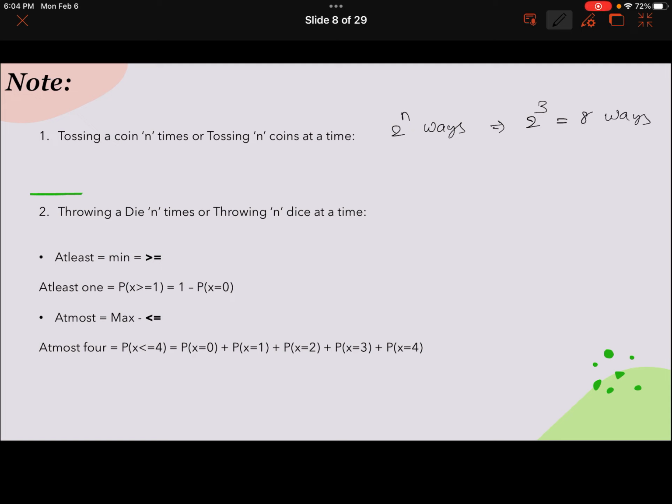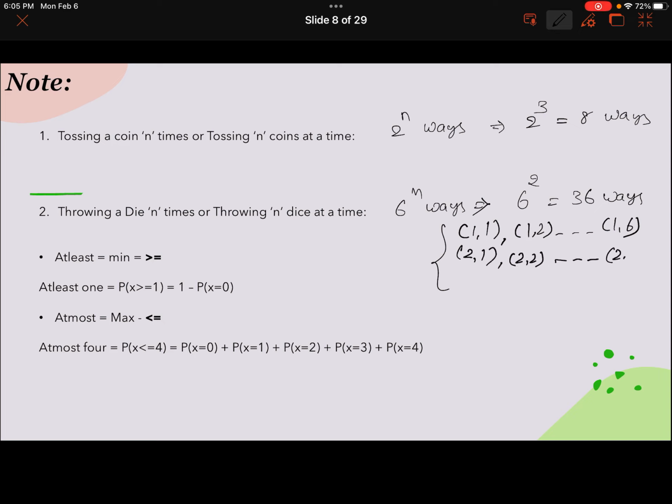As well, throwing a die n times or throwing n dice at a time will give 6 power n ways. For example, if you throw a die 2 times, it will give 6 square ways, that is 36 ways, like 1 comma 1, 1 comma 2, and so on, 1 comma 6, 2 comma 1, 2 comma 2, and so on, 2 comma 6, 6 comma 1, 6 comma 2, and so on, 6 comma 6.